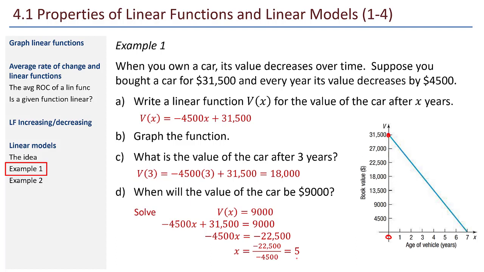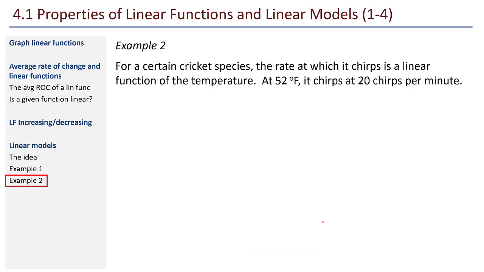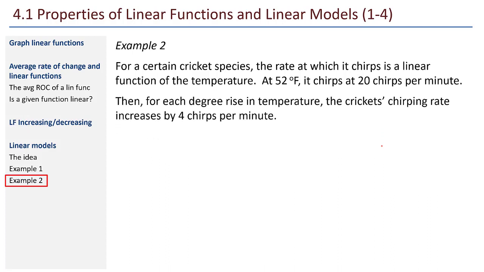Here's another example. For a certain cricket species, the rate at which it chirps is a linear function of the temperature. At 52 degrees Fahrenheit, it chirps at 20 chirps per minute. Then, for each degree rise in temperature, the cricket's chirping rate increases by 4 chirps per minute. This is kind of curious, and again, this actually is a real-life situation. So, as the temperature gets warmer, these crickets start chirping faster and faster and faster. Find the chirping speed, c, as a function of temperature, t.